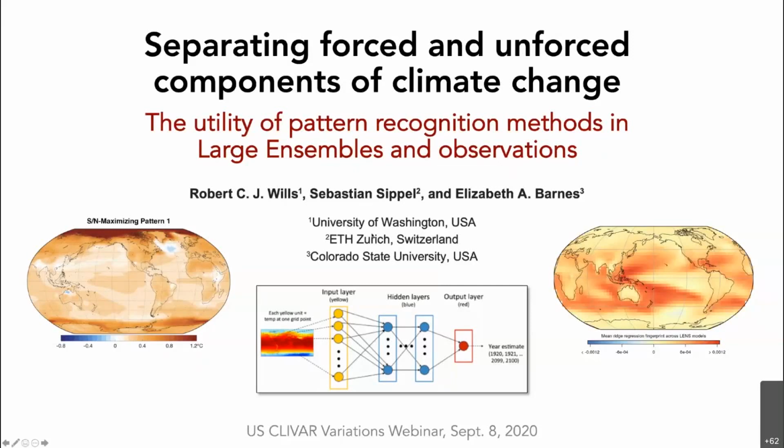This is work I did together with Sebastian Sippel and Libby Barnes. Basically what we try to do in this is summarize the ways in which the combination of pattern recognition methods and large ensembles can help separate forced and unforced components of climate change. It's a little bit of a review, and I'll try to get through some of the stuff we talked about in the article.